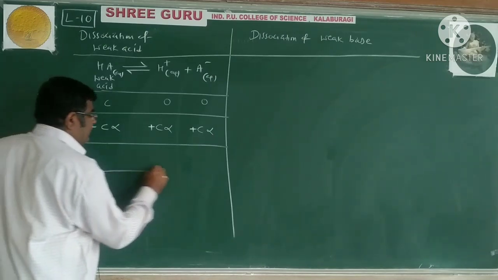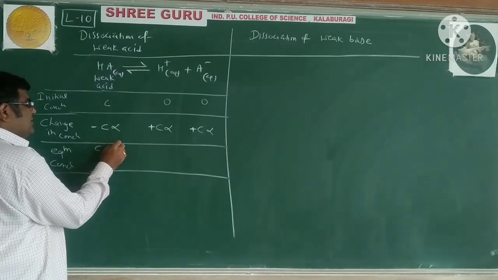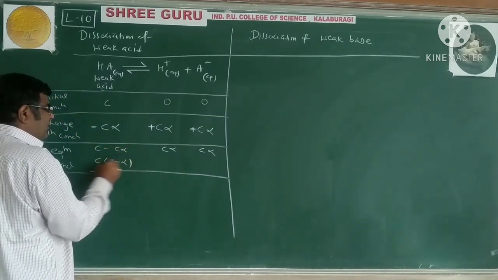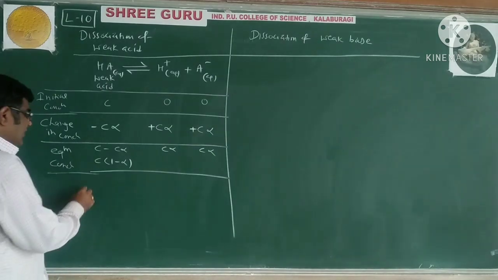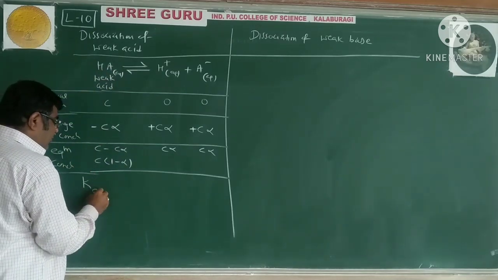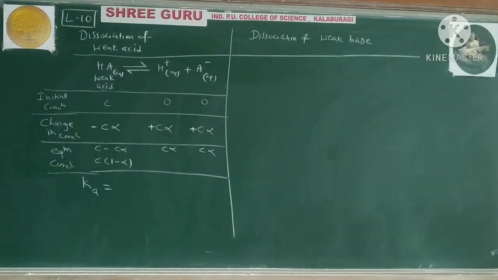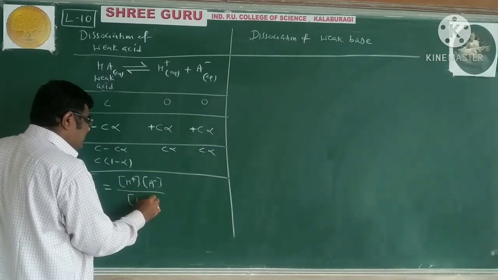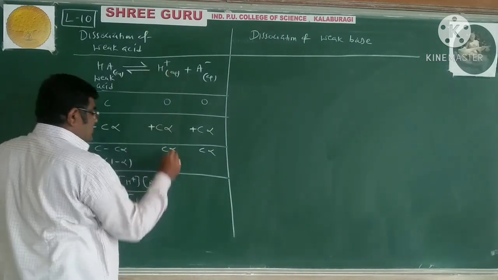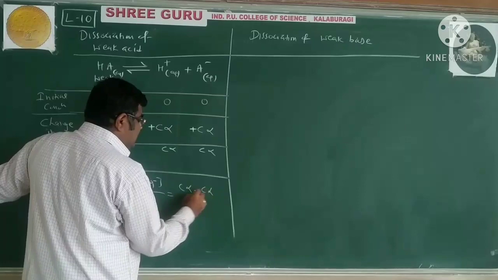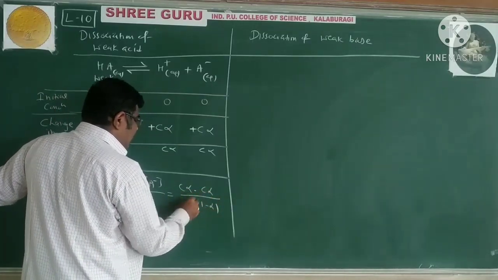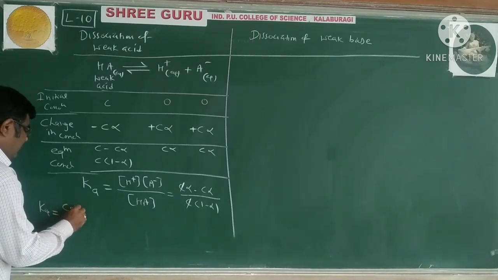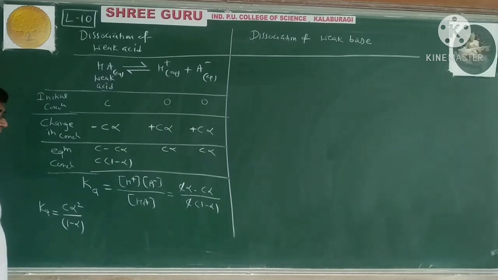Now, how much is the equilibrium concentration? C minus C alpha; we make C common and write C into 1 minus alpha. We will write the dissociation equilibrium constant for this reaction, Ka, with A as the suffix for acid. It is nothing but H plus ion concentration times A minus ion concentration divided by HA. H plus ion concentration is C alpha, A minus ion concentration is C alpha, and HA is C into 1 minus alpha. One C we can cancel, so Ka is equal to C alpha square by 1 minus alpha.